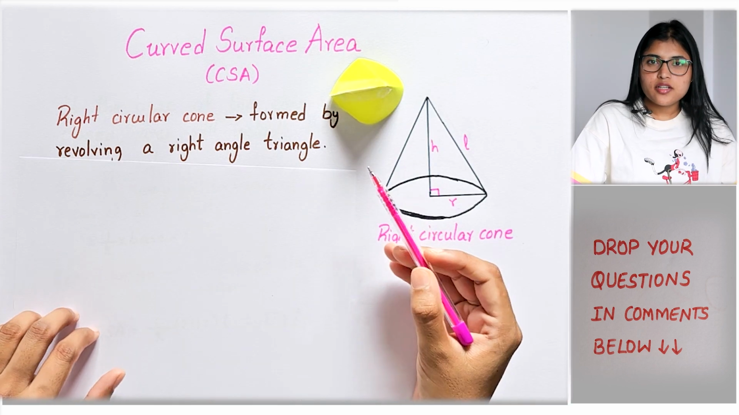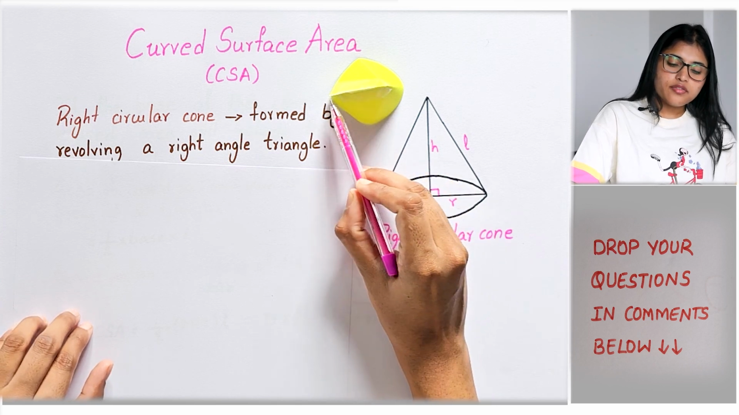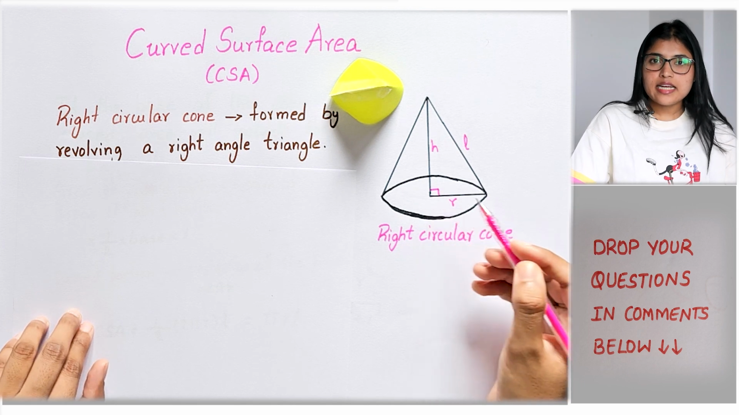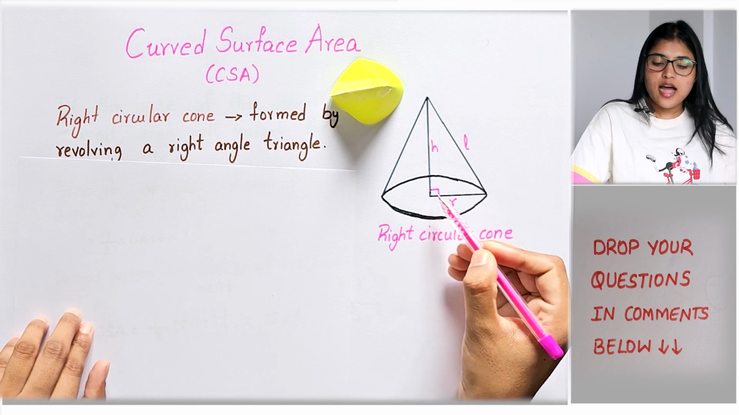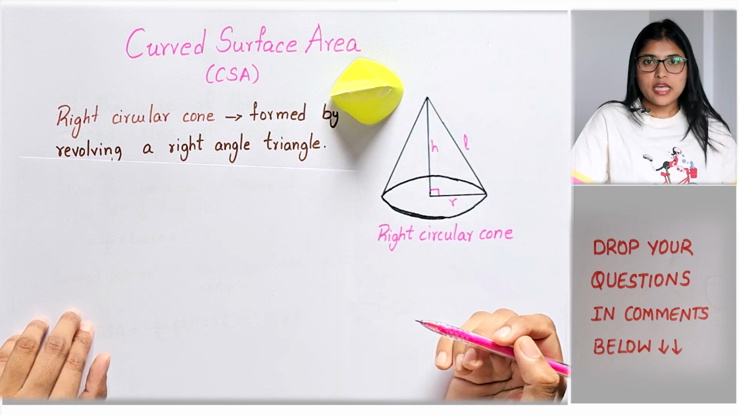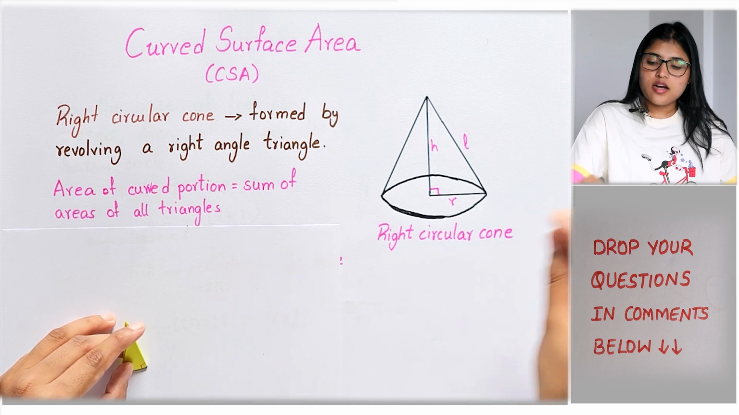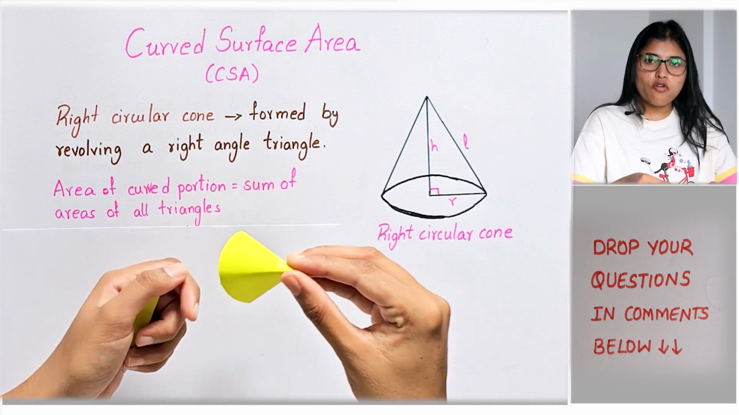A two-dimensional image of this right circular cone can be seen here. So the length that we are seeing here, this is L, which is also called as a slant height, and the radius is nothing but the base of the right angle triangle, and height is the height of the triangle, that is the height from the center of the cone to the base. Now how to find the curved surface area? Curved surface area is nothing but the whole surface area present on this curve of the cone.